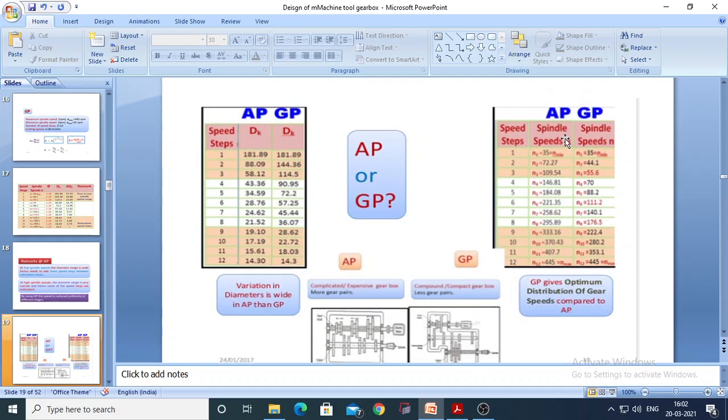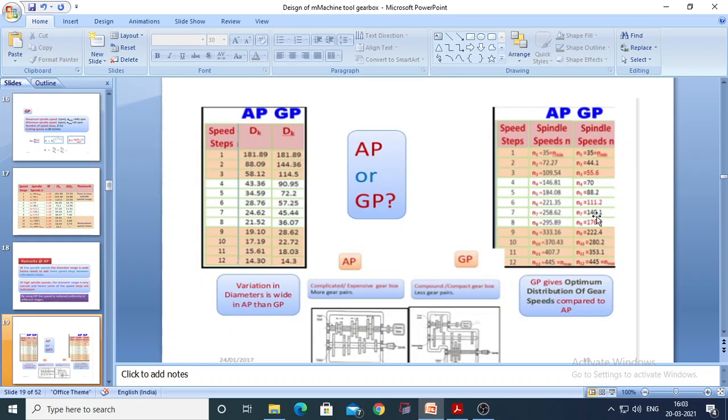How? Check that. In this table you can check the spindle speed also in the arithmetic progression law. Here the spindle speed is given as 35 RPM, and here also we have the same spindle speed. But if you check the second speed step, then you will get the spindle speed as 72.27, and here in the GP we will get 44.1. Means these suddenly increase, but these increase uniformly. You can compare this.